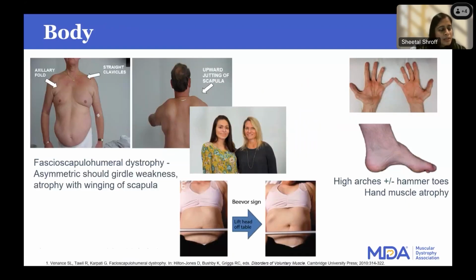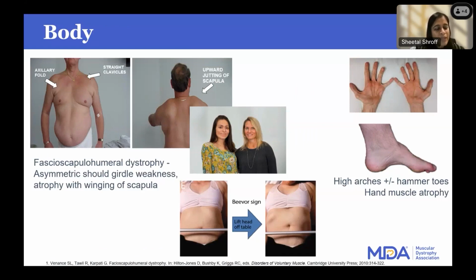So here, this is a patient with facioscapulohumeral dystrophy again, and you can see in the first picture a prominent axillary fold, and the muscles around the shoulder girdle and the arm are slightly atrophied. The clavicles are kind of straight. I think it's hard to see in here, but we'll see in the next few pictures.